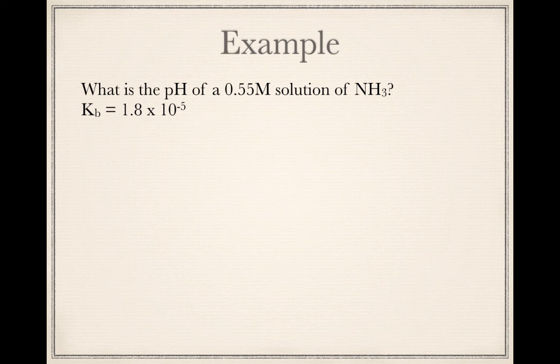Well, here's an example looking for the pH of a 0.55 molar solution of ammonia, NH3. It's got a Kb of 1.8 times 10 to the minus 5. So this is an example that we will work out in class. If you want to give it a try on your own, I certainly encourage that before class. And hopefully you can get that.